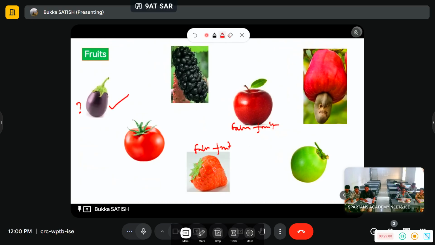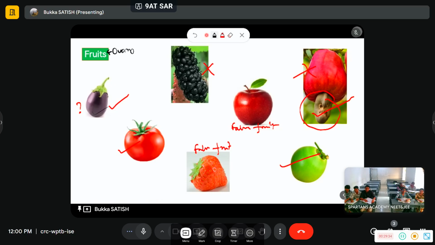Okay. Now this one is a fruit. This one is a fruit. This one is a fruit. Right. In this, this is the fruit. This is not the fruit. Right. And this is not the fruit. If you identify this, basically, what does fruit mean? After fertilization, the structure developed from the ovary is what the fruit is. So brinjal is a true fruit.